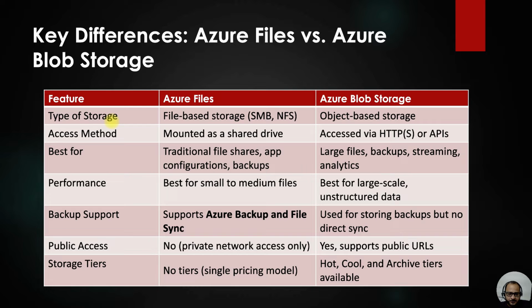When it comes to storage tiers, in Azure Files we basically have a single pricing model: based on whatever data you store or use, it's a pay as you go model. We will also see that when we create an Azure file share. And in Azure Blob Storage we have options like the hot, cool, and archive tier.